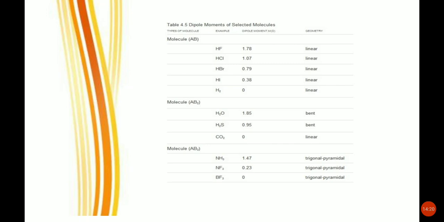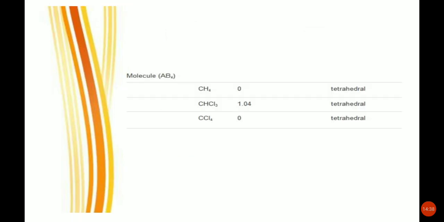Molecule AB3 type: first of all NH3 1.47, trigonal pyramidal. NF3 0.23, trigonal pyramidal structure. BF3 has 0 dipole moment, that we have already discussed. The next one is molecule AB4 type. AB4 means one atom has 4 in number and another atom is only 1. CH4, because of this geometry, the spatial arrangement, CH4 has 0 dipole moment, tetrahedral geometry. Tetrahedral, that we will discuss, geometry and hybridization, all the things we discuss later in this chapter.